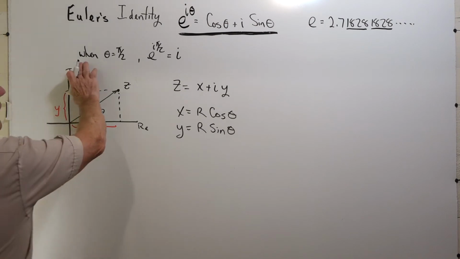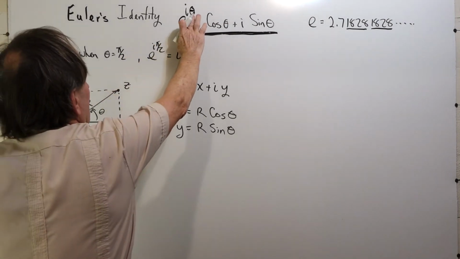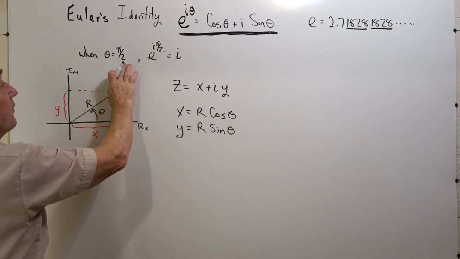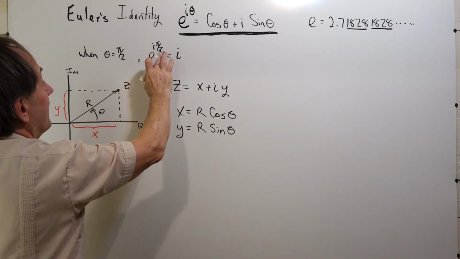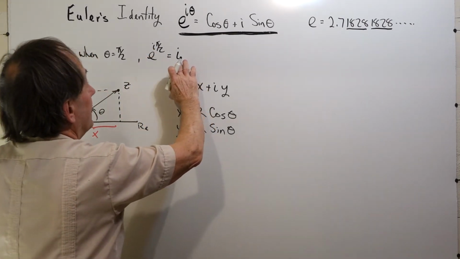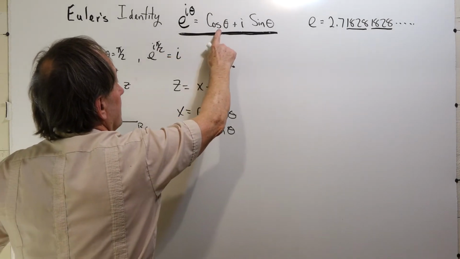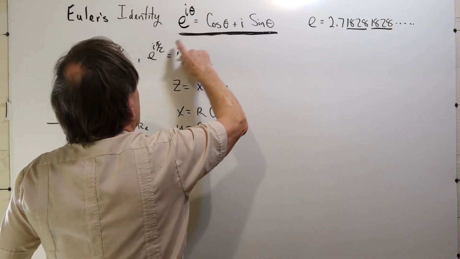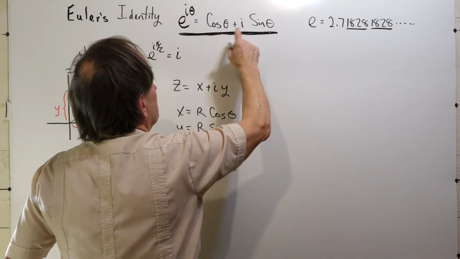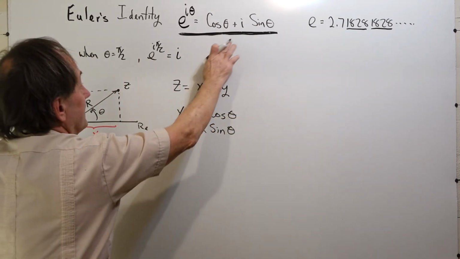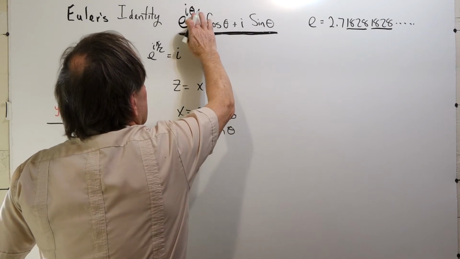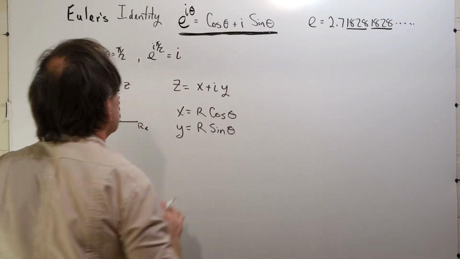Now look what happens when the angle theta becomes pi over 2. e to the i pi over 2 is equal to i, because the cosine of pi over 2 vanishes. It is 0. And the sine of pi over 2 is equal to 1. So we end up with just e to the i pi over 2 is equal to i.